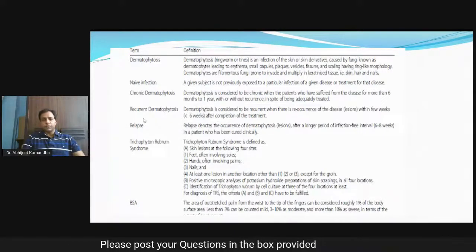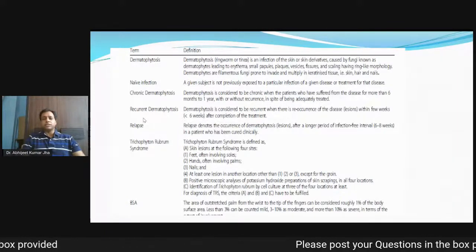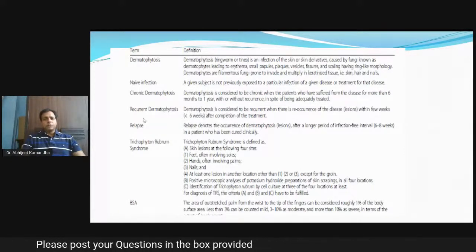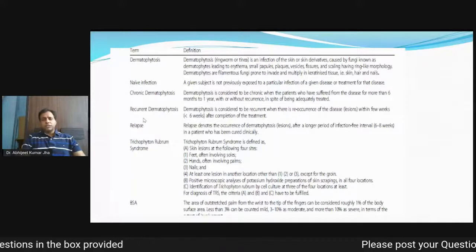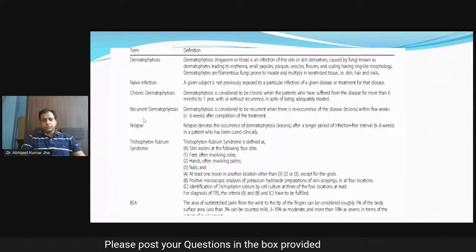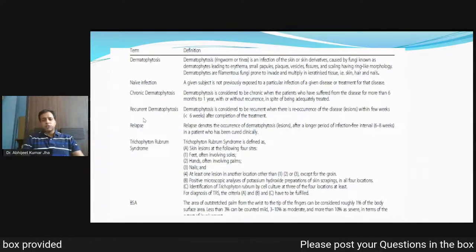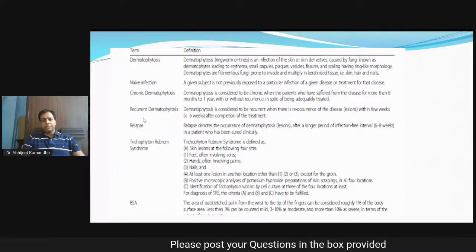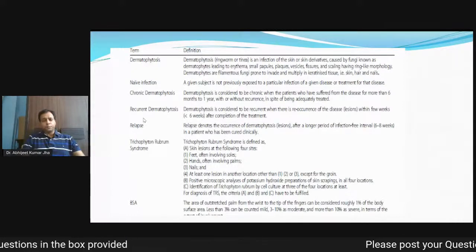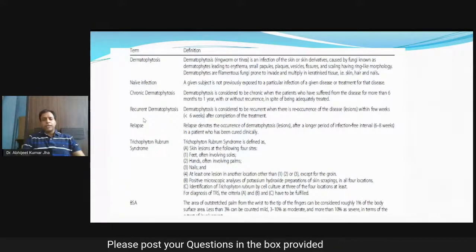Now, recurrent dermatophytosis is when there is reoccurrence of the disease within a few weeks. Within a few weeks means less than 6 weeks after the completion of treatment. And relapse is when a person has been cured and there is a disease-free interval of 6 to 8 weeks. And then there are new terms such as Trichophyton rubrum syndrome. In this, there are four sites which are actually involved: the feet, hands, nails, or any of these except for the groin. We have a positive microscopic analysis of KOH of skin scraping, and identification of T. rubrum by culture.